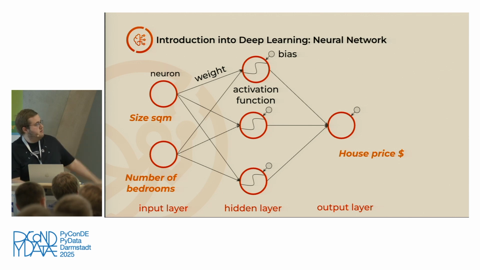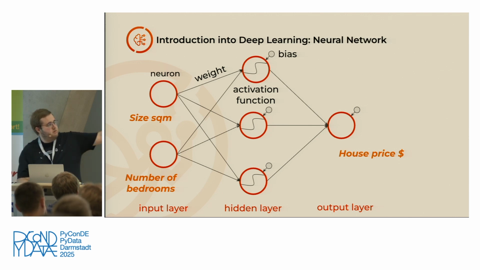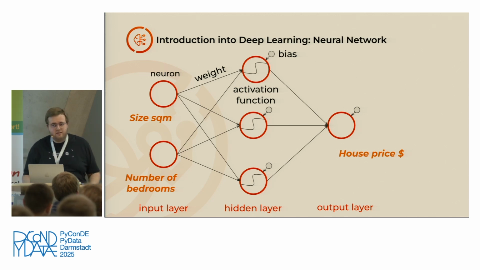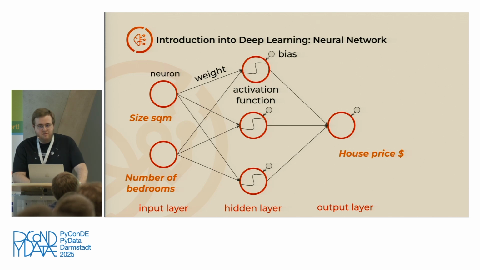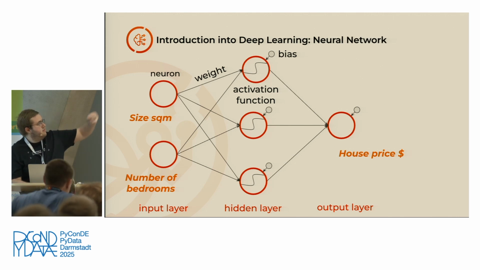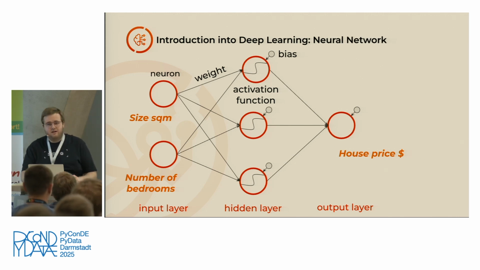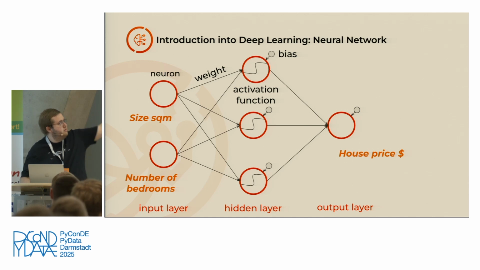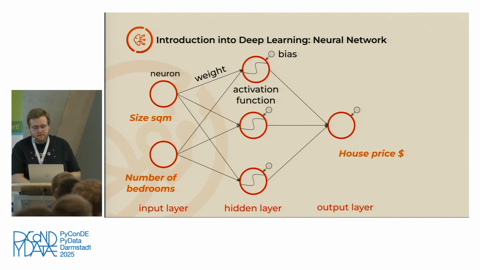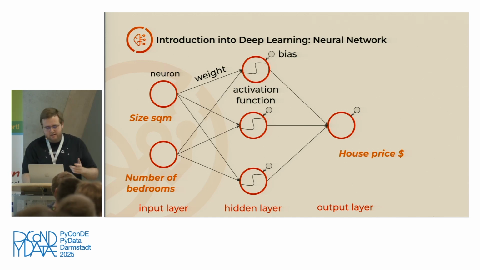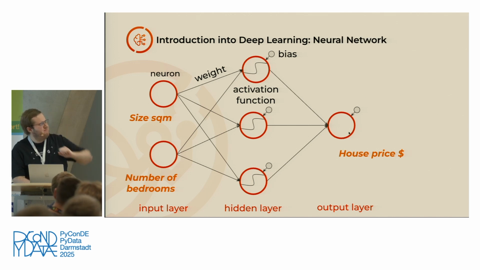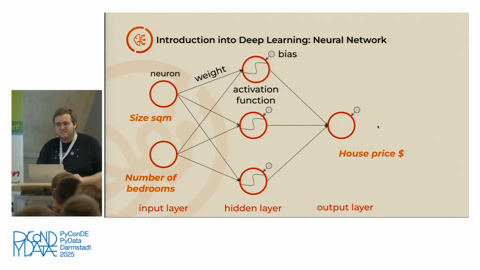We can have a more concrete example. For example, we want to predict the price of a house given two features: the size of the house in square meters and the number of bedrooms. Therefore, the size and the number of bedrooms are our features, which would be the values of the neurons in the input layer. I can actually use the pointer. And the house price would be the prediction of our neural network.